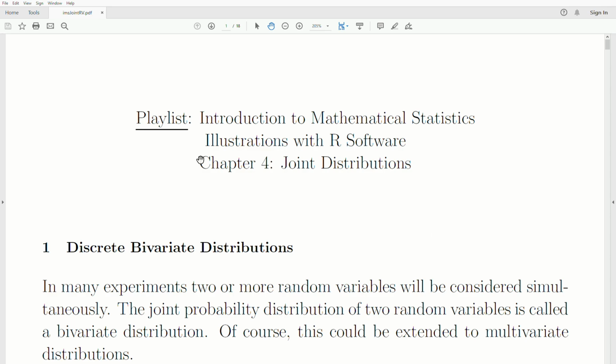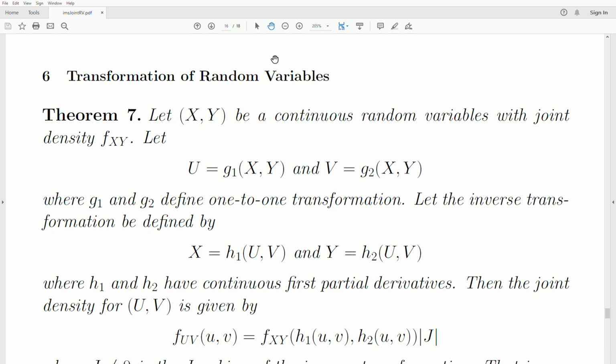Hello, this is the next video in a playlist that I'm calling Introduction to Mathematical Statistics, Illustrations with the R software. We're in chapter 4, part of this playlist that I'm calling Joint Distributions. And let's jump to today's topic, which is transformation of random variables. Now, specifically, it's transformation of bivariate random variables.